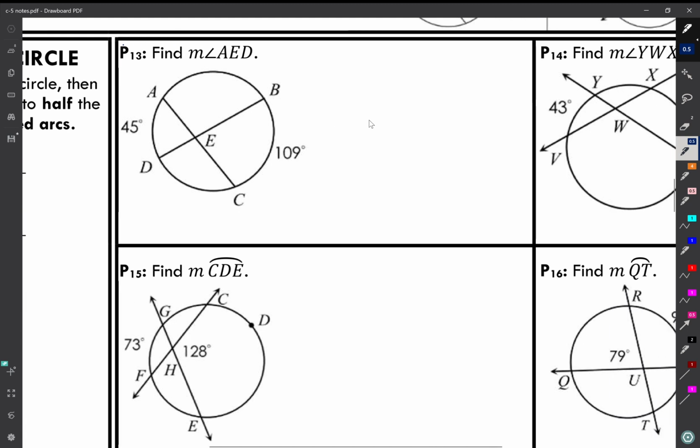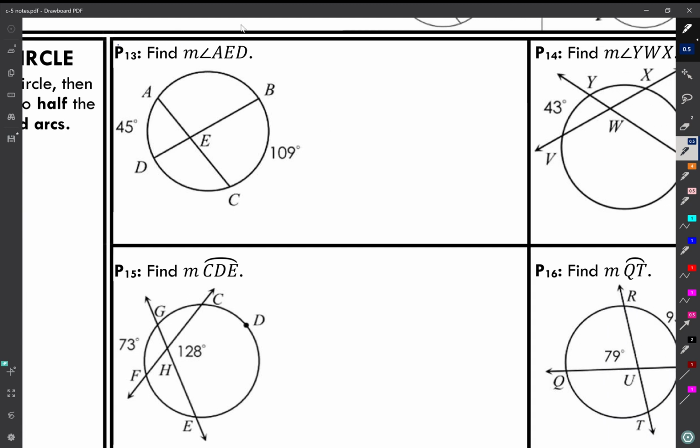Number 13, find the measure of angle AED. AED is right here, and here's its vertical angle, of course, so those are congruent. Our two intercepted arcs are given to us to be 45 and 109.